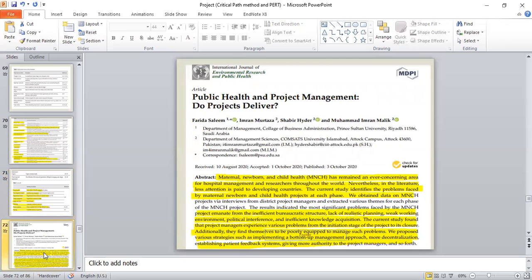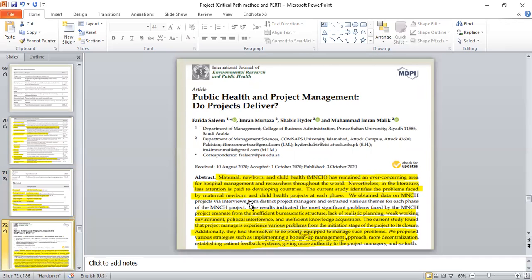Another article published is on public health and project management: Do projects deliver? Maternal, newborn, and child health has remained an ever-concerning area for hospital management and researchers throughout the world. In this literature, less attention is paid to developing countries.